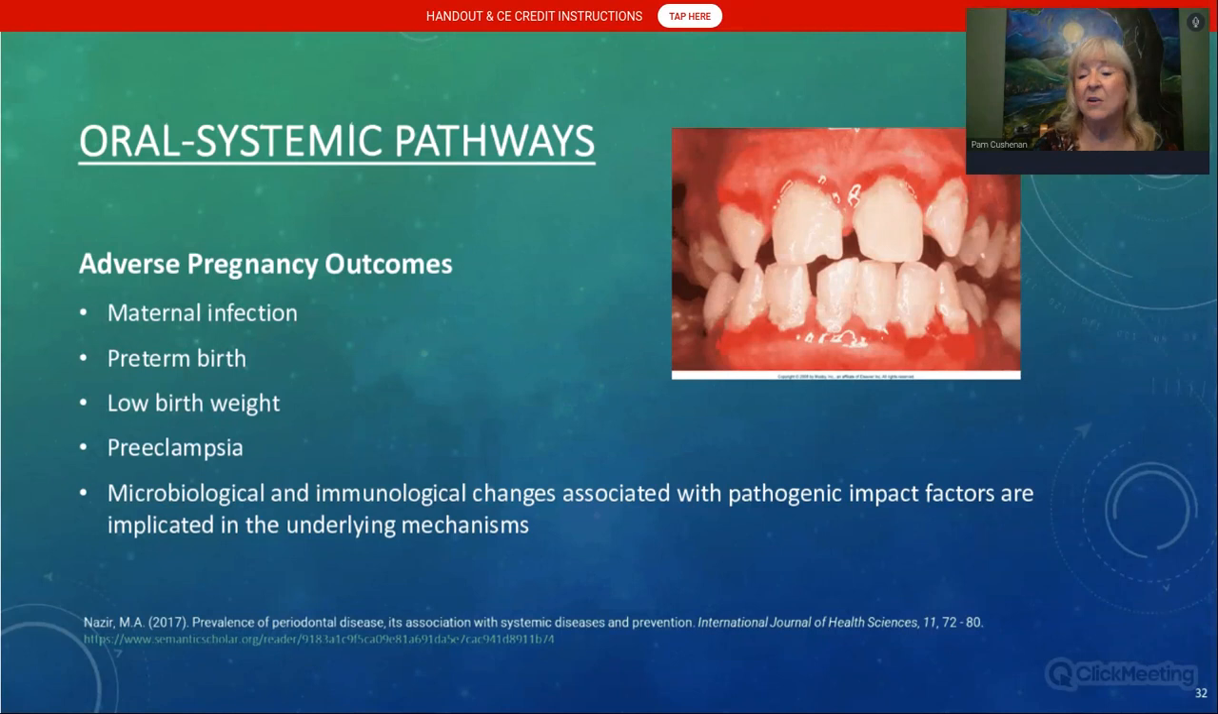Some of the adverse pregnancy outcomes include maternal infections, preterm birth, where we have an infant born under 4 pounds, and very often there's a hyperactivity or a developmental disability issue that can be associated with that. So again, these are things to really impress on our potential mothers or pregnant mothers. Low birth weight, preeclampsia, blood pressure issues. We know that these periodontopathogen bacteria can actually have a huge impact on these negative pregnancy outcomes.